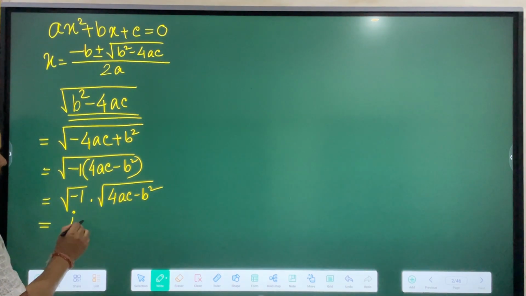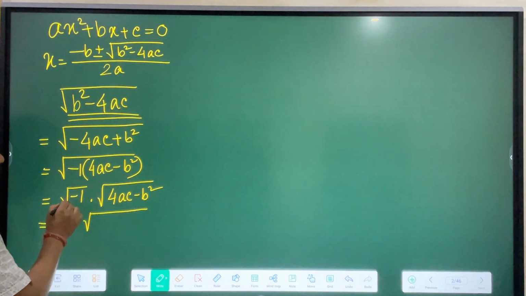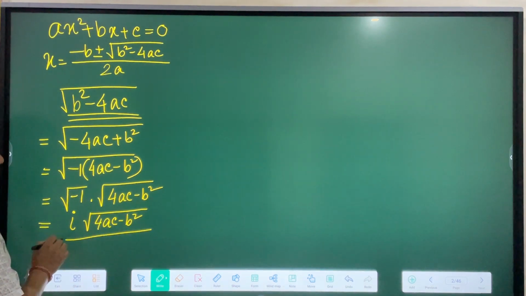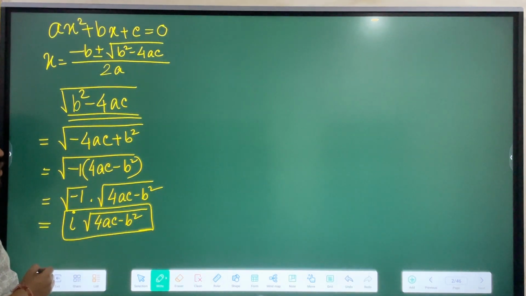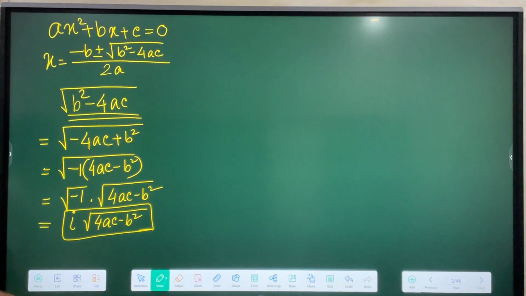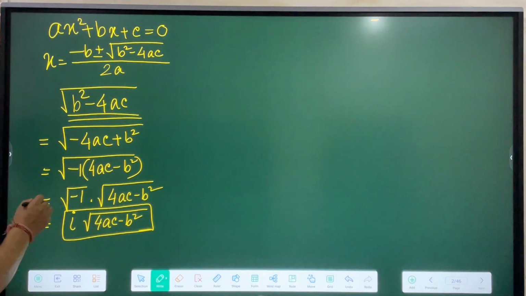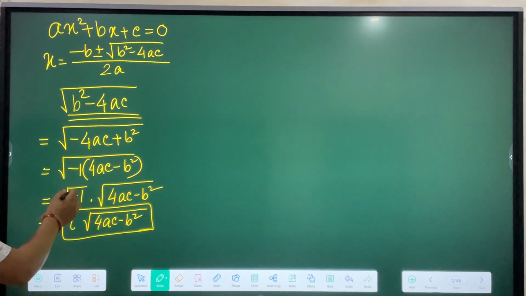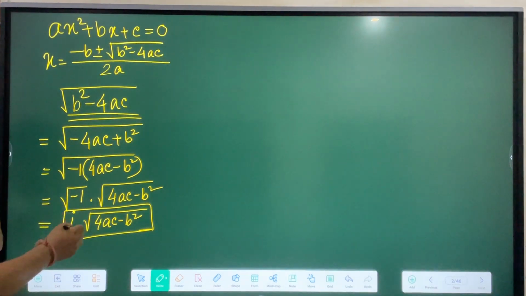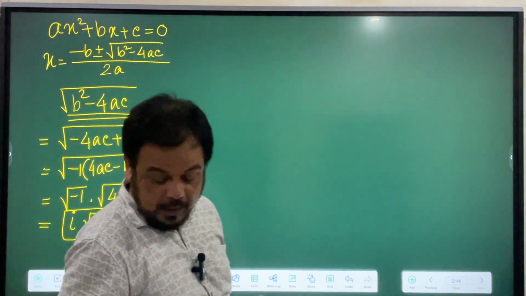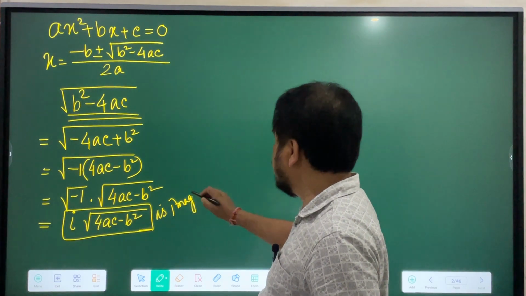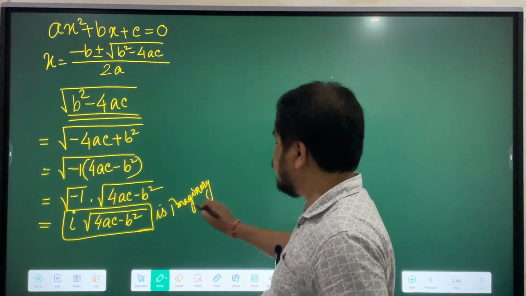Now you know that the square root of minus 1 is i. So 4ac minus b square, this is an imaginary number because i is there. So this is how we get i from this b square minus 4ac. That is what I have shown. Nothing is done, only the position is changed. Minus 1, the square root of minus 1, is taken out, then we have got i. I hope you understand this one, which is imaginary.